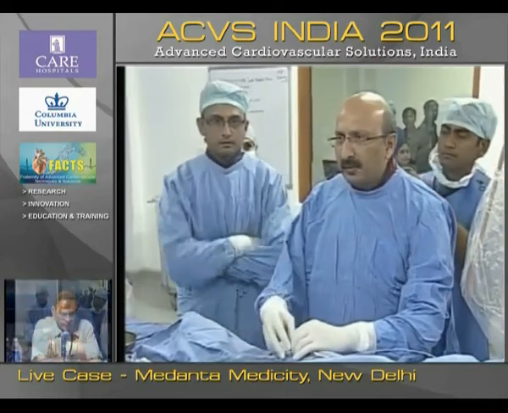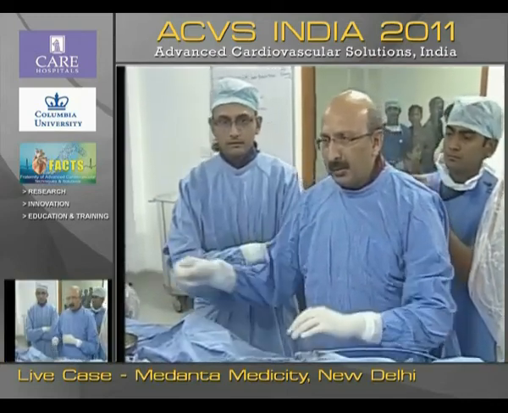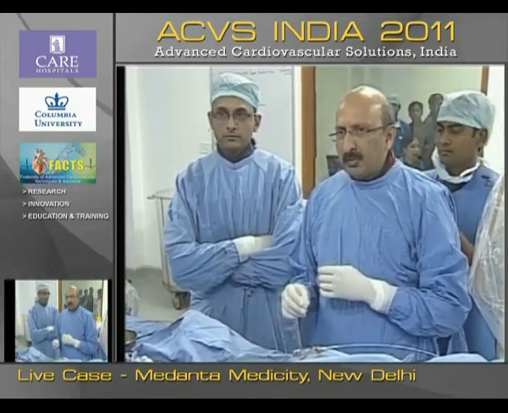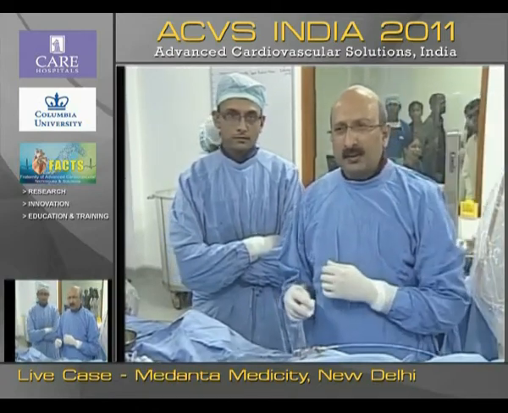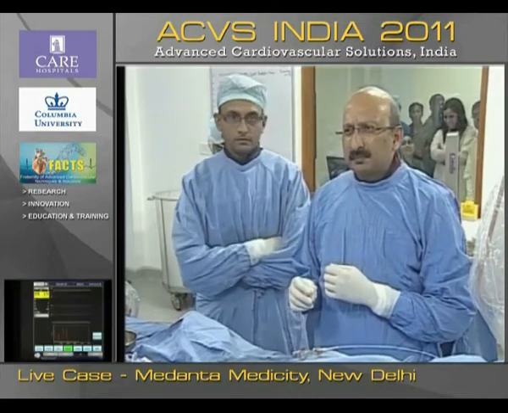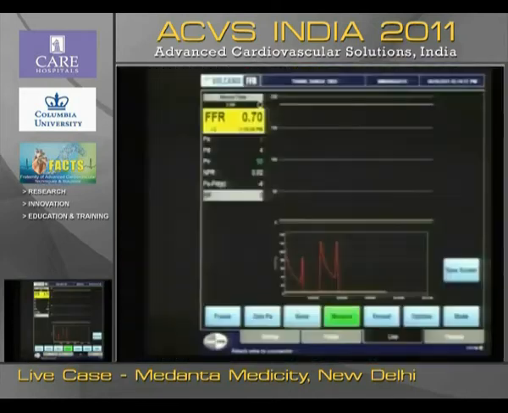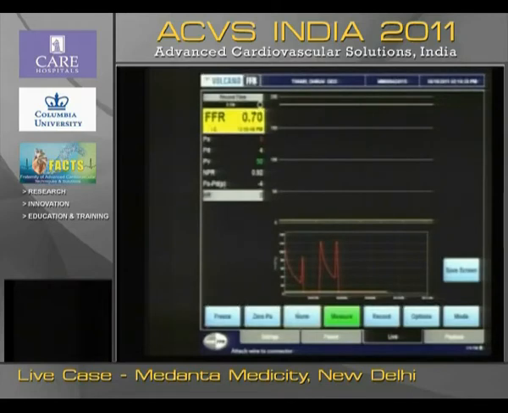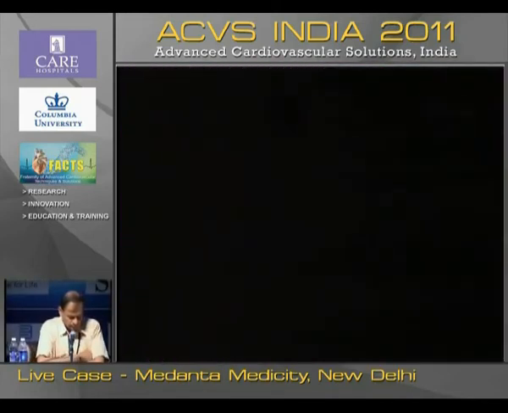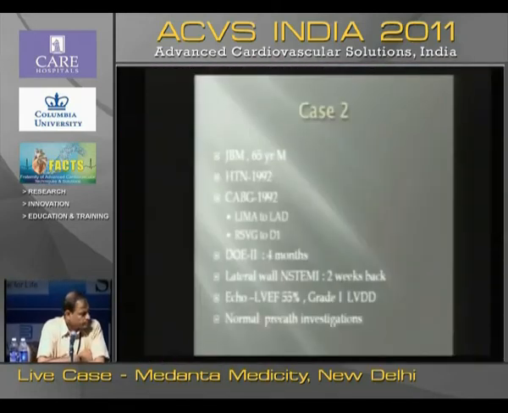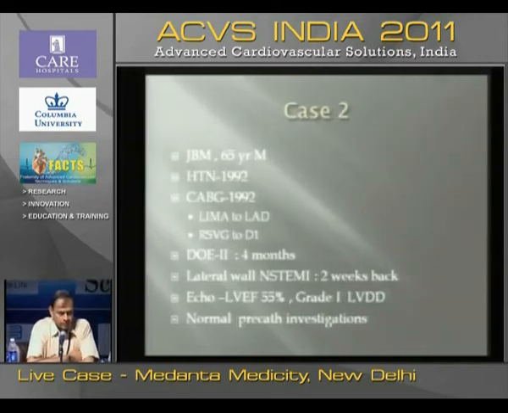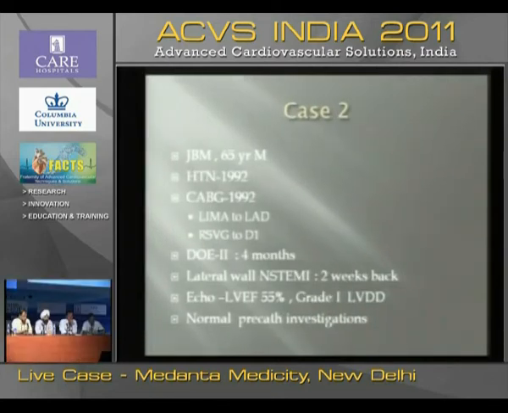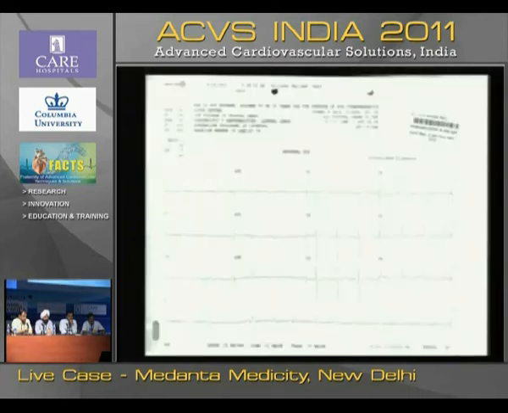So, no problem. I'll show you another very interesting, good case. Again, a post-bypass case. Can we start with the slide, please? I really wanted to show you the two good LIMAs side by side so that understanding becomes much better. Basically, it is a post-bypass 1992: LIMA to LAD, vein graft to diagonal 1. There were 2 grafts done. And 2 weeks back, he had a non-Q lateral wall MI. Next slide, please. And this is the angio.